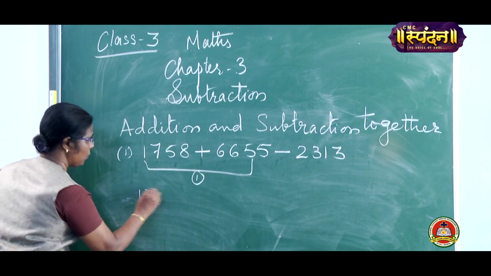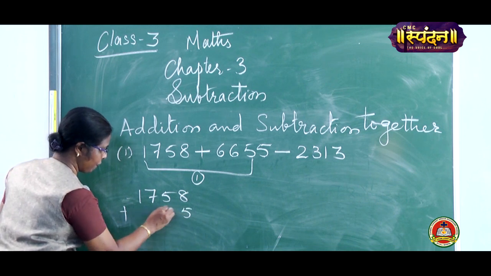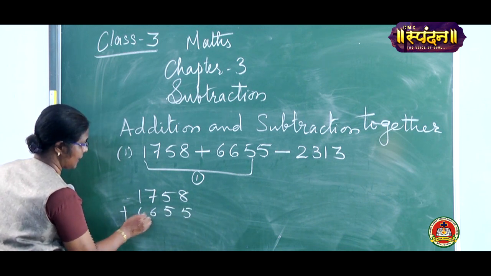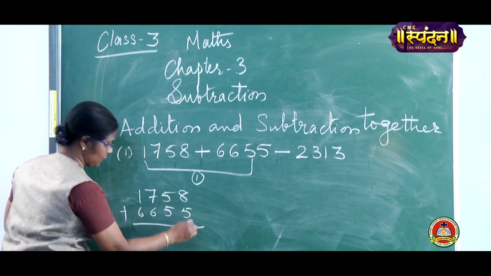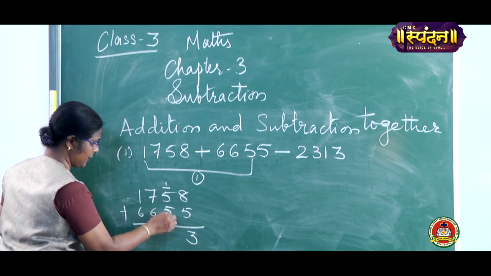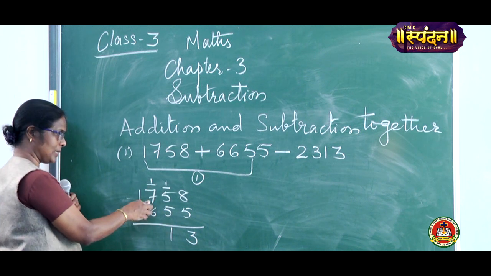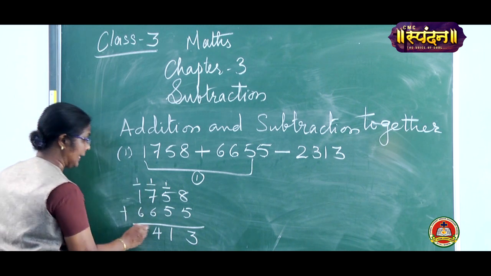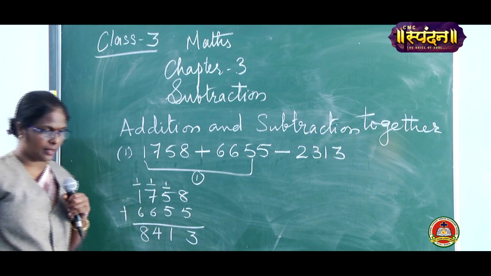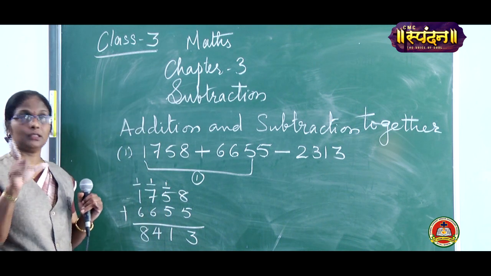Let us see, 1758 plus 5566. Add these numbers first. 8 plus 5 is 13, carry over 1. 5 plus 5 is 10, 10 plus 1 is 11, carry over 1. 7 plus 1 is 8, 8 plus 6 is 14, carry over 1, 7, 8. Okay, you got the answer 8413, but your answer is not complete.